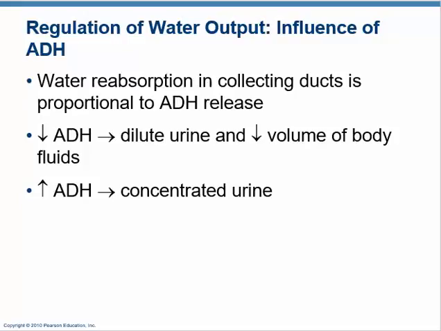So when antidiuretic hormone levels are low, you make lots of dilute urine and you lose the volume of fluids in the body. When antidiuretic hormone is high, you make concentrated urine. You pee less because antidiuretic hormone is high. And therefore you retain the volume of fluids in the body.